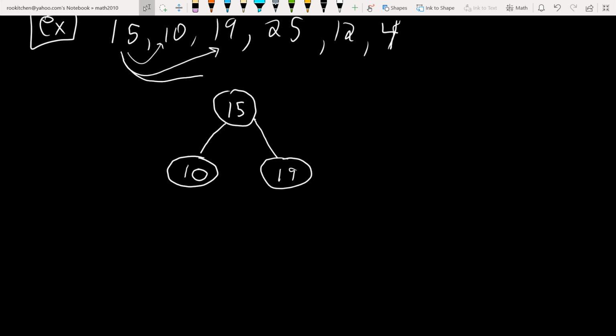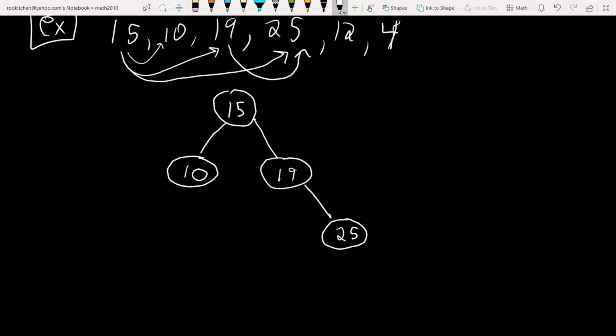So you compare 15 to 25. You say, okay, 25 is greater than 15, so you look to the right of 15. Number 15 already has a vertex there, so now this is my comparison vertex. I'm jumping to 19 and comparing that to 25. At 19 I say, well, 25 is greater than 19, so I'm going to add an edge to the right and then make a vertex where 25 is.